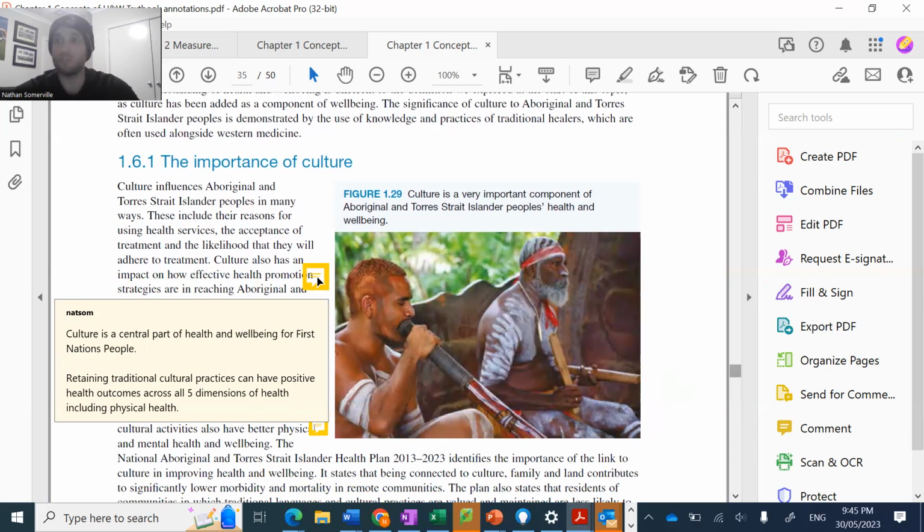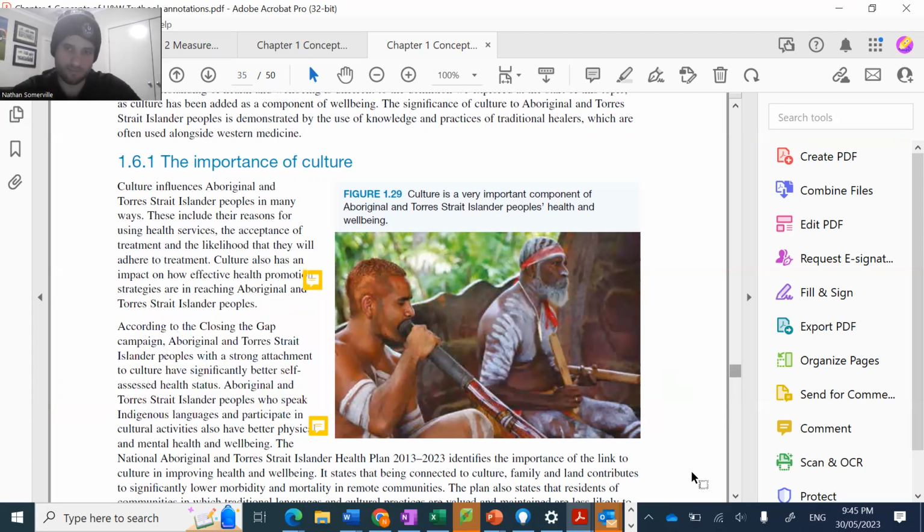And that is because of specific cultural practices, and we'll speak about those cultural practices. The culture is a central part of health and well-being for First Nations people. Retaining traditional cultural practices can have a positive health outcome across all 5 dimensions of health. So there's a strong interrelationship between retaining culture and positive outcomes across all 5 dimensions. And that's been empirically stated through data and evidence studies, hence why culture is so important in terms of retaining health and well-being for the Indigenous population.